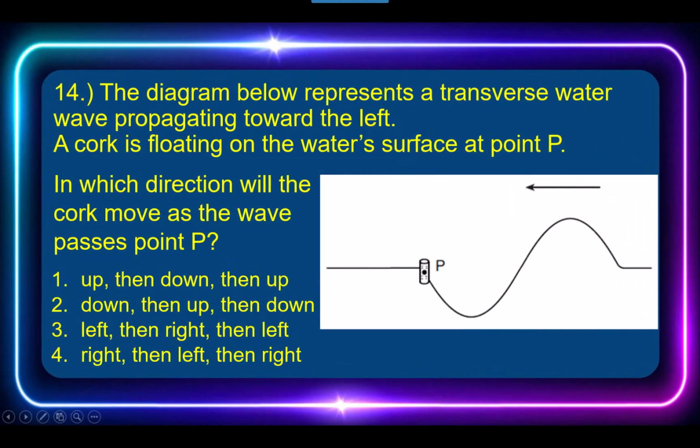Question number 14. The diagram below represents a transverse water wave propagating towards the left. A cork is floating on the water surface at point P. In which direction will the cork move as the wave passes point P? Is it 1, up then down, then up? Is it 2, down then up, then down? Is it 3, left then right, then left? Or is it number 4, right then left, then right? Go ahead, lock in your answers.